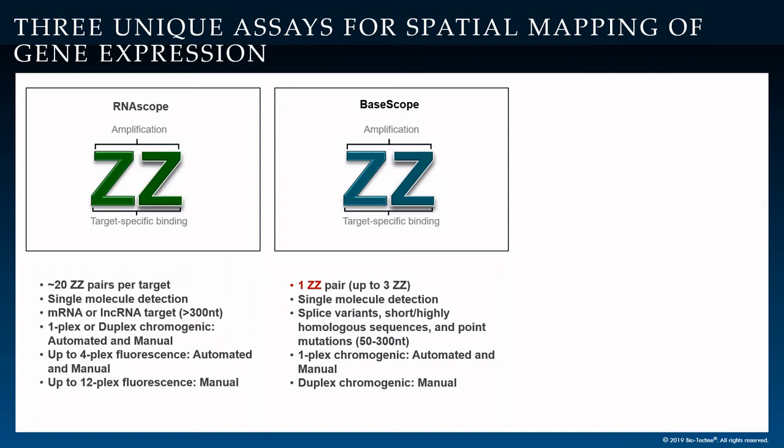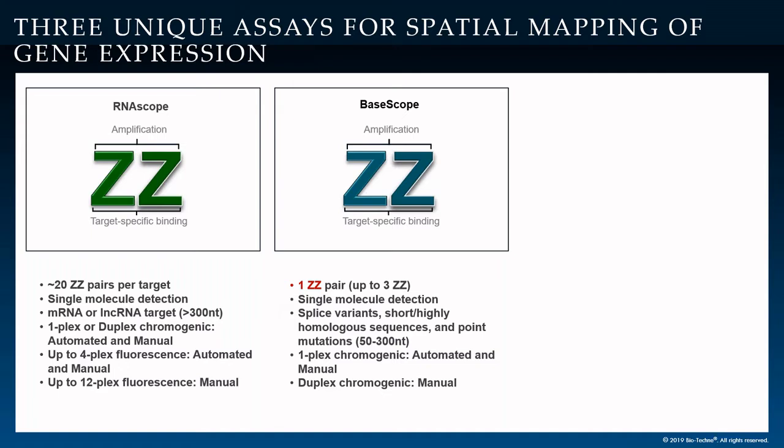The next technology that falls under that RNAscope branch is the BaseScope assay. This BaseScope assay consists of about 1 Z pair, or can be made up to 3 Z pairs, and allows you to look at targets such as splice variants, short or highly homologous sequences, and also point mutations. So targets that are between 50 to about 300 nucleotides. And this is available as either a singleplex or duplex chromogenic assay.